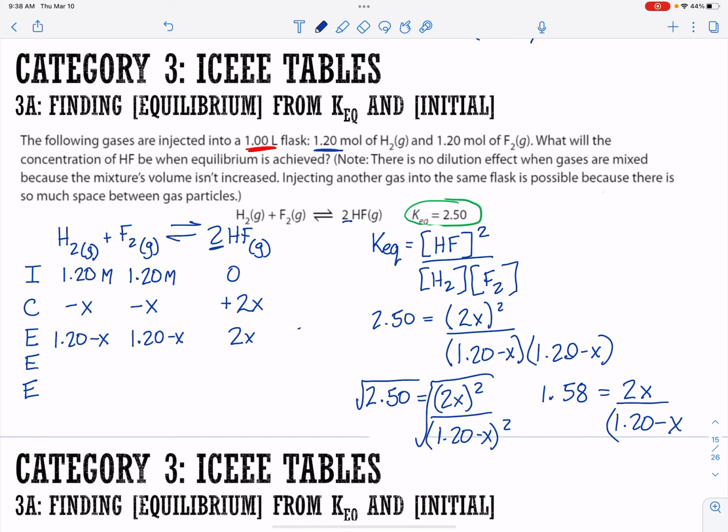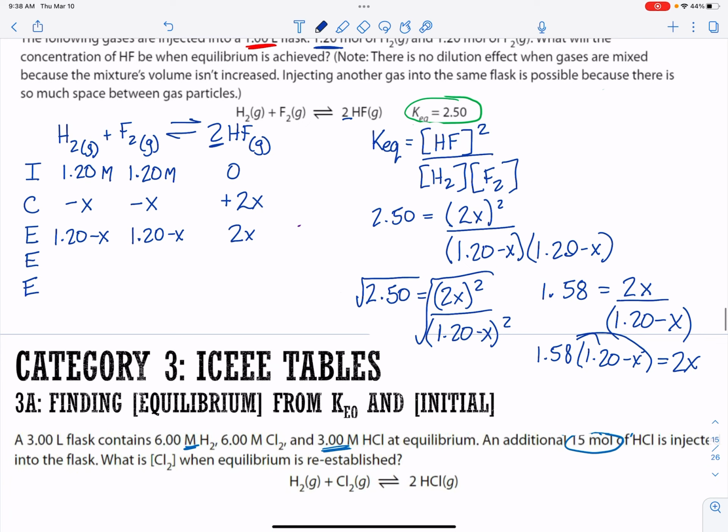So I'm going to bring all of this bottom part up. I'm going to multiply both sides by 1.20 minus x. So I've got 1.58 multiplied by 1.20 minus x equals 2x. When I multiply the right-hand side by 1.20 minus x, it just cancels out that term. I'm going to distribute the 1.58. So 1.58 times 1.20 gives me 1.89 minus 1.58x. So remember your distributive property, I like to call it the rainbow rule, equals 2x.